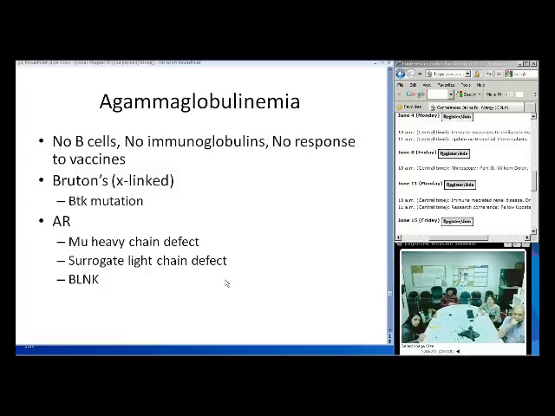Okay. So as you quantitate, if you have no B cells, no immunoglobulins, and of course if you have no immunoglobulins, you're not going to be able to detect any response to vaccines, then the most common cause of that, agammaglobulinemia, is Bruton's, which is X-linked, which is a result of a mutation in Bruton's tyrosine kinase. And then there are autosomal recessive versions that have been found, like mu heavy chain defect, surrogate light chain defect, and BLNK.